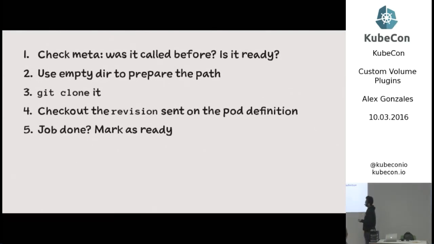In the case of Git clone, it's grabbing another plugin for preparing the path. So it's grabbing empty path. I'm going to show you that one later. The only thing that empty path does is creating a host dir for you, sometimes on temp file system like secrets, and sometimes a proper one. You clone the repo, you check out the revision that you want, and job done. You mark it as ready, so the next time that you go to setup, you are not going to run setup again because it was ready already.